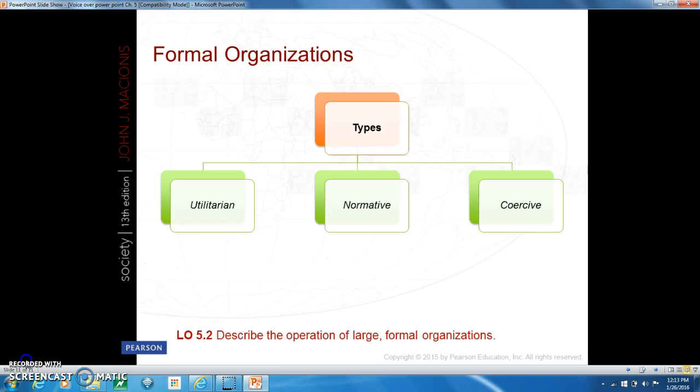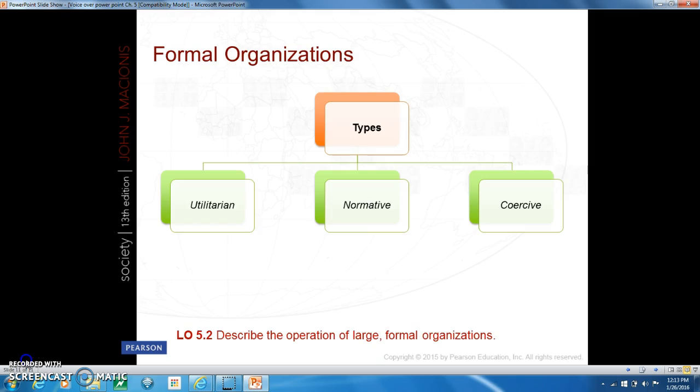A formal organization is a large secondary group that's organized to achieve goals efficiently. There are three types of formal organizations. We have the utilitarian organization, which people join in pursuit of material rewards. For example, the bureaucracy or any place that you work to make a living. You've got to work for an income.